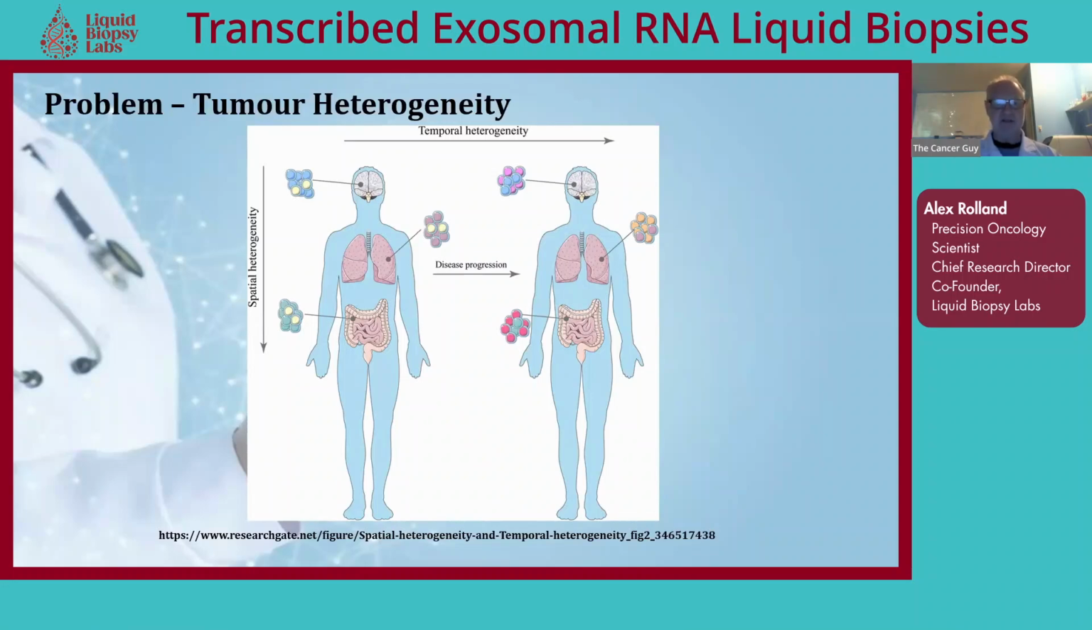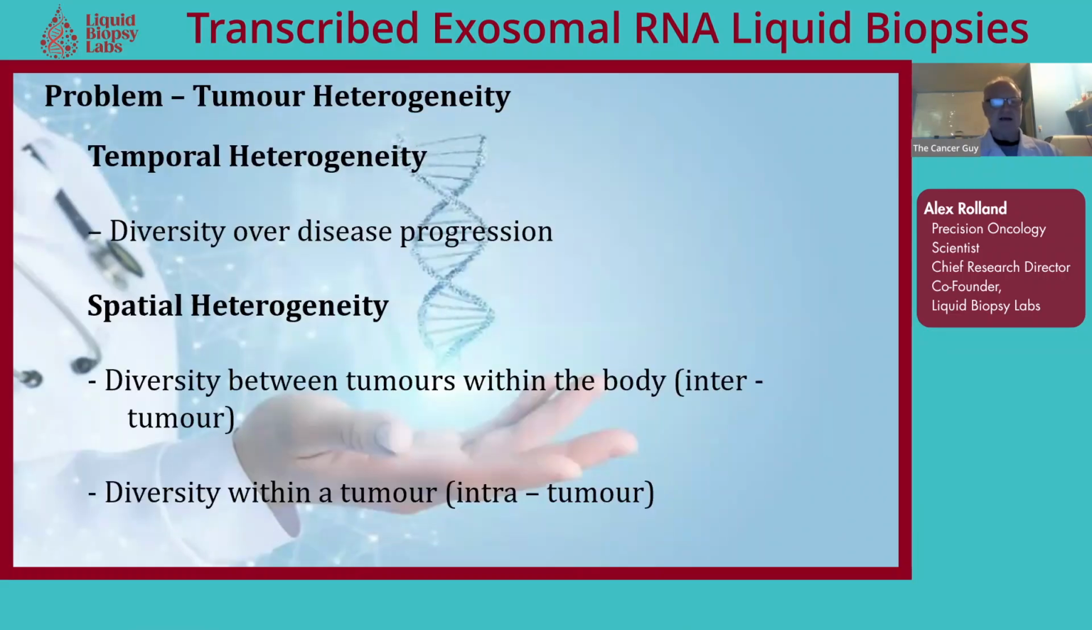to treatment. So this is referred to both as spatial heterogeneity, in other words, variations within a tumor, and temporal heterogeneity over disease progression. So basically, temporal refers to the diversity over disease progression, and spatial refers to diversity between tumors within the body, which is intertumor, and diversity within a single tumor, intratumor.